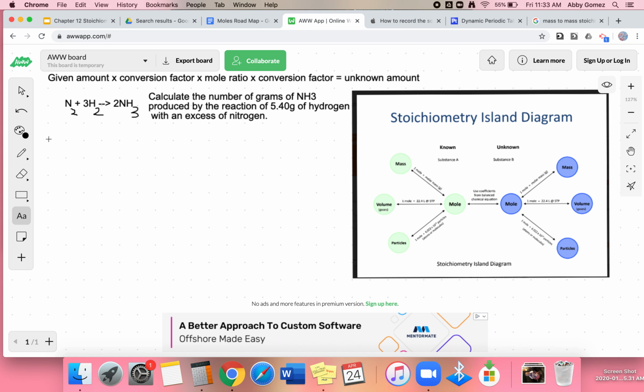So it gave us grams of hydrogen. So that is a mass. So we are going to start here with the mass and go to moles of that. When we do that, we need to use the conversion factor of 1 mole equals molar mass.